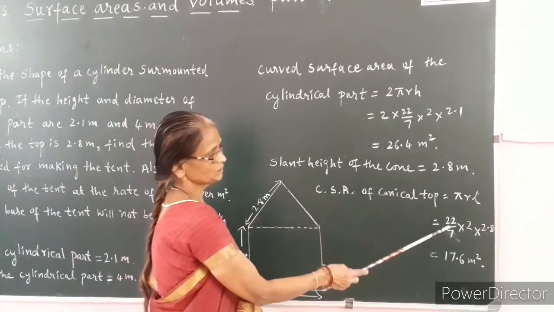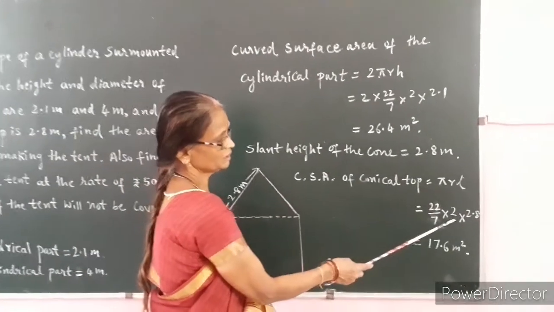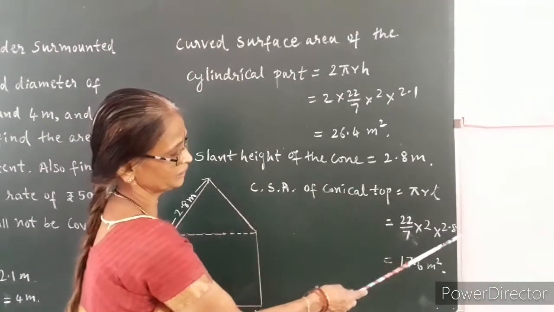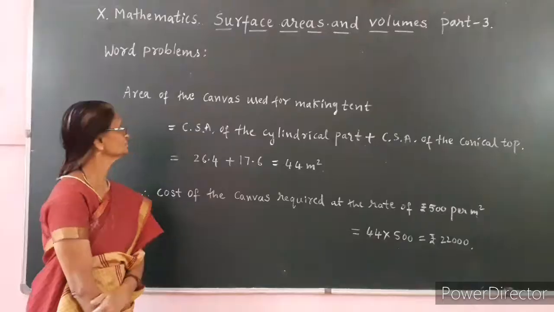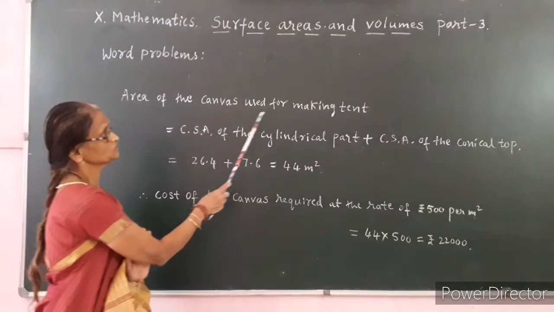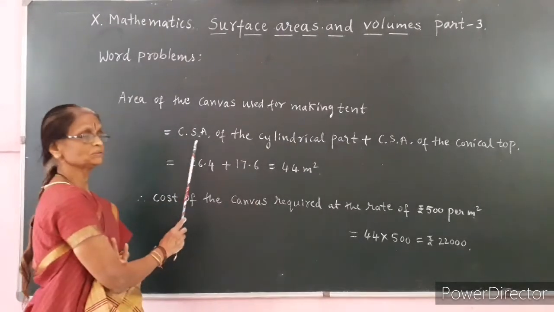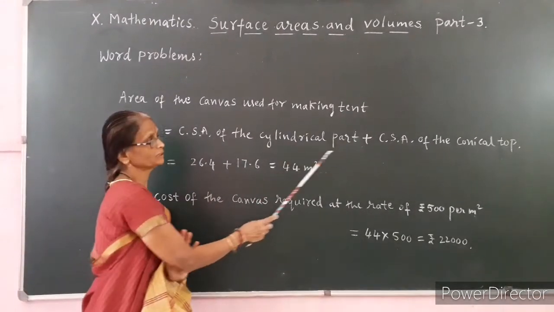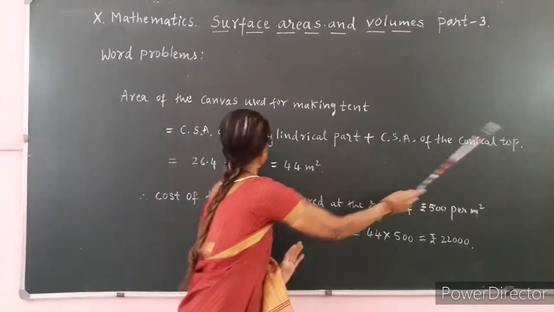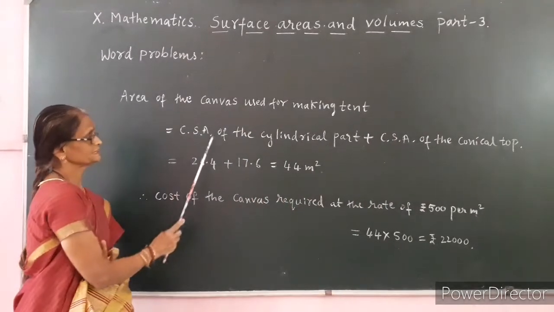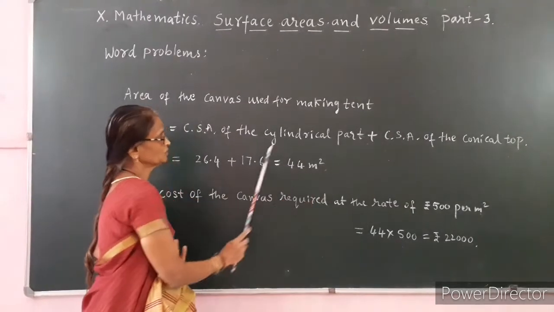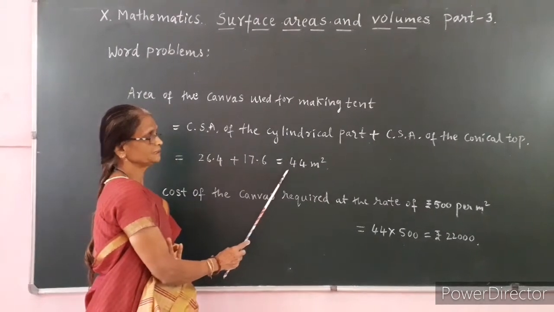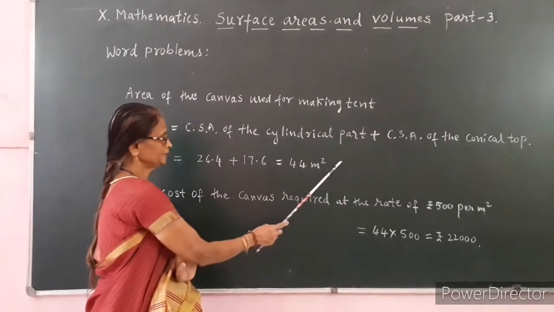Substitute the values: 22/7 into r, which is 2, into slant height, which is 2.8. It gives 17.6 meter square. Area of the canvas used for making the tent equals CSA of the cylindrical part plus CSA of the conical top. Now we know that CSA of the cylinder is 26.4 plus CSA of the conical top is 17.6, equal to 44 meter square.